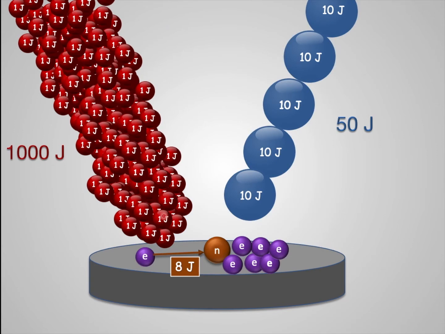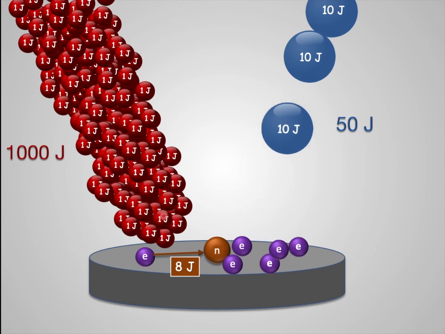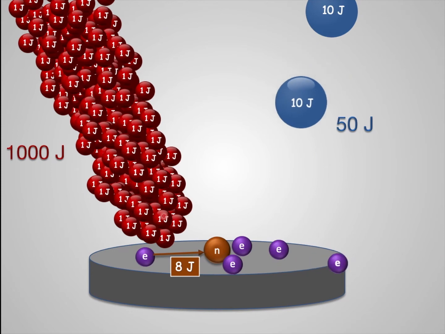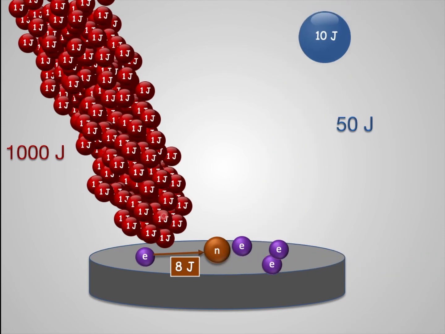Now let's see what happens to the electron. So the first photon is coming, 10 joule. Will the electron take it? Yes, it needs just 8 joule. So what happens is one electron will absorb 1 photon and go out. So if there are 5 photons, exactly 5 electrons will get emitted.